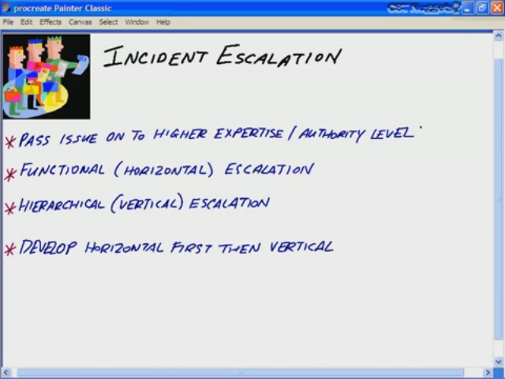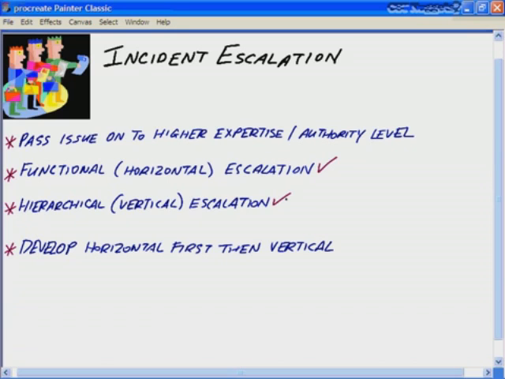Now, there are two types of escalation. There's functional or horizontal escalation, and then there's hierarchical or vertical escalation. Functional escalation is the horizontal process of bringing in coworkers, in-sourced, in-house personnel with special skill sets or additional access privileges, or just simply more time to deal with the incident. This may go beyond the boundaries of the service desk into other departments or other business units. So it's a horizontal escalation.